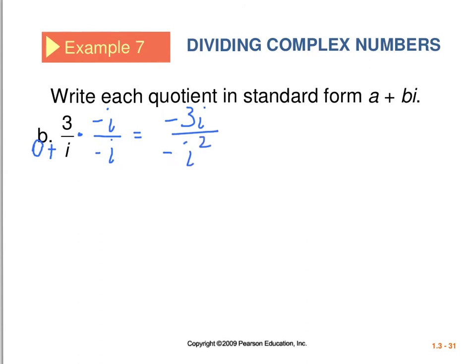And now I'm going to simplify. This negative i squared is equal to negative times negative 1, because i squared is a negative 1, over negative 3i. So that gives me negative 3i over positive 1, which is negative 3i.